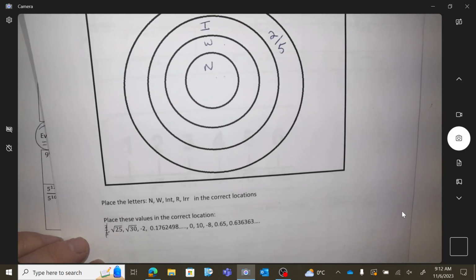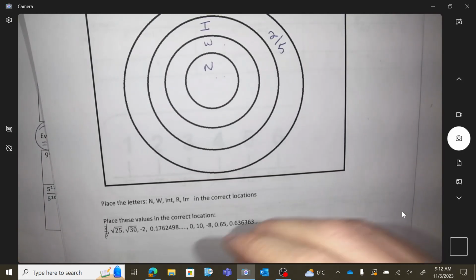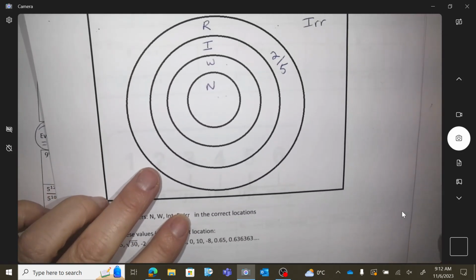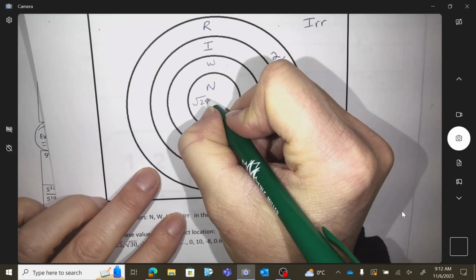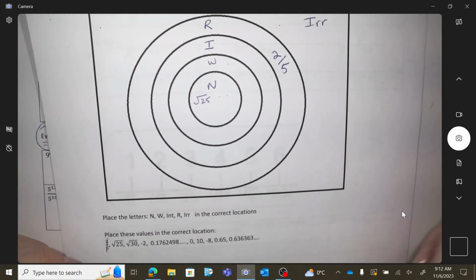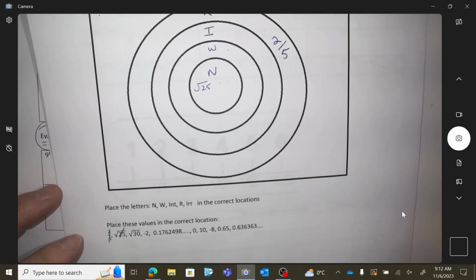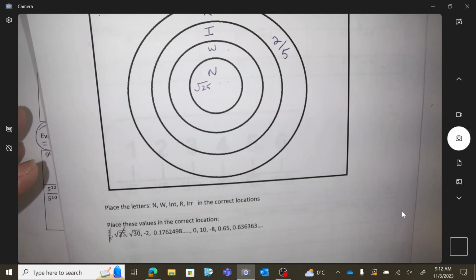Okay, the square root of 25, where would we put that? Can we square root 25? Yep, it's just 5. So where would you put a 5 in here? Natural. It's natural. Did you get it wrong? Because it is a natural. That's the first place it would belong to. It obviously is a whole number, but the first place it would belong to is natural.